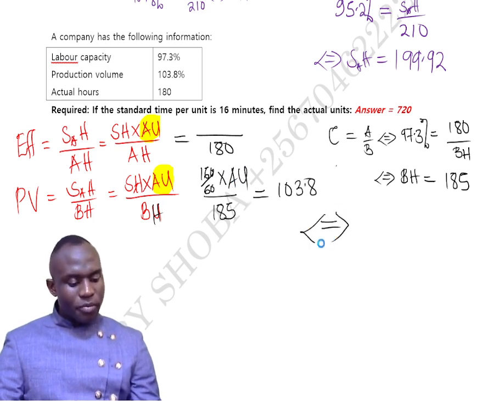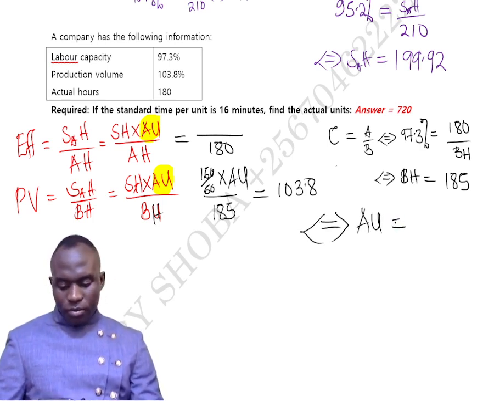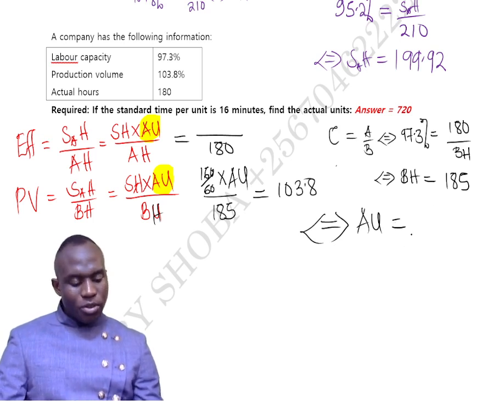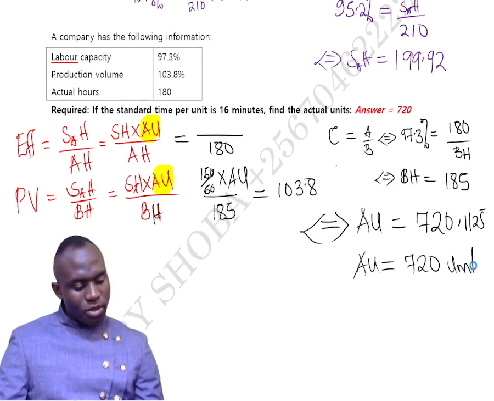So it means that to work out the actual units, again we use a fraction: 16 divided by 60 times alpha x, divided by 185, equals 103.8 percent. Shift solve, and it means the actual units were 720.1125. So if it is rounded, it will be 720 units. So these were the actual units.